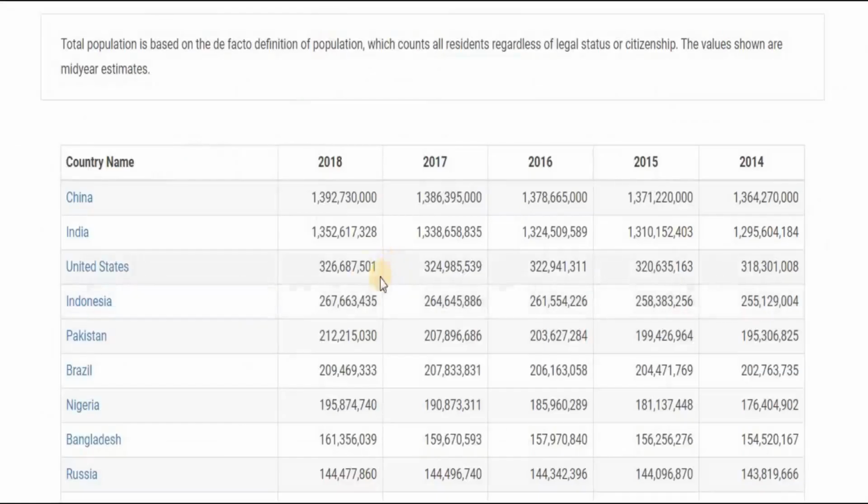If we look at some statistics, you see India and China in 2018 are not far behind. China in 2018 was 139 crore, India was 135 crore. And our third number, at number 3, is 32.6 crore, that's USA. Very far behind, 100 crore people behind, 103 crore people behind India. Then comes Indonesia at 26 crore. Then Pakistan at 21 crore. Then Brazil at 20.9 crore. Then Nigeria at 19 crore.